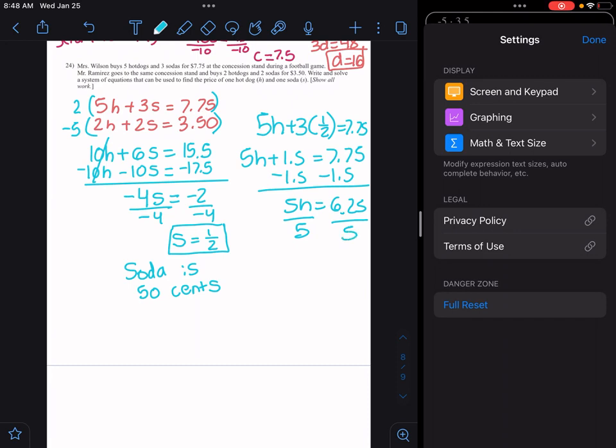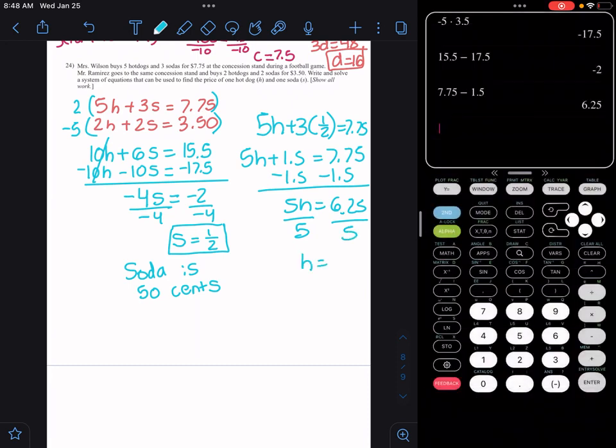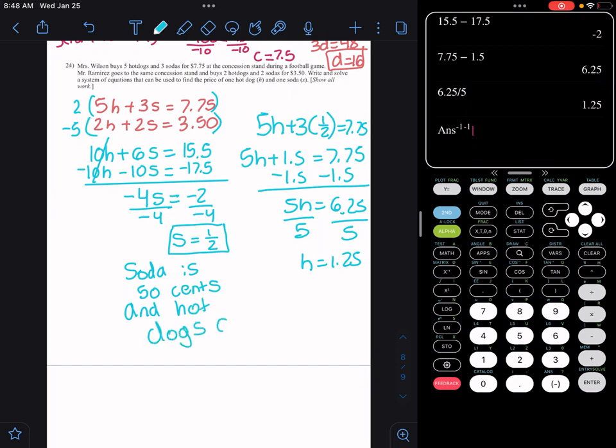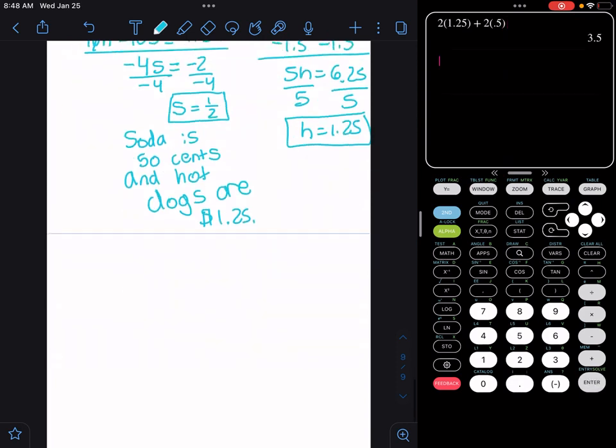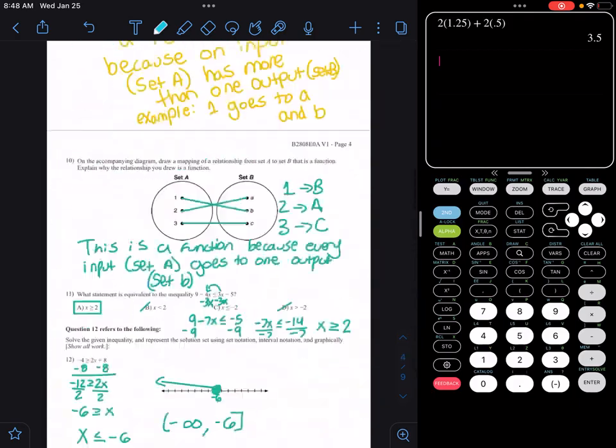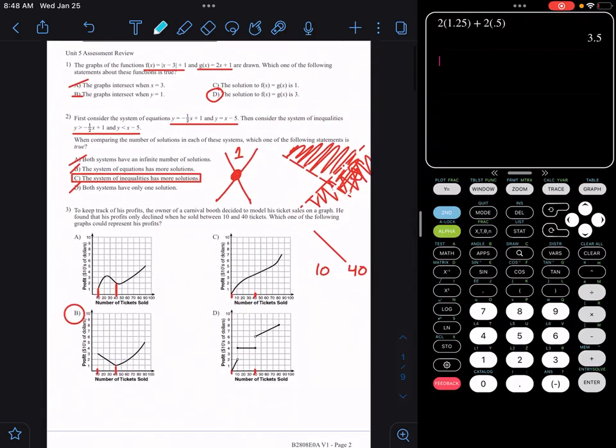Divide by 5. We get hot dogs are equal to 6.25 divided by 5 is 1.25. And hot dogs are 1.25. Let's just double check using the second equation. 2 hot dogs priced at $1.25 plus 2 sodas at 50 cents equals $3.50. Perfect. And that concludes our review on Unit 5 and some past things that we have learned.